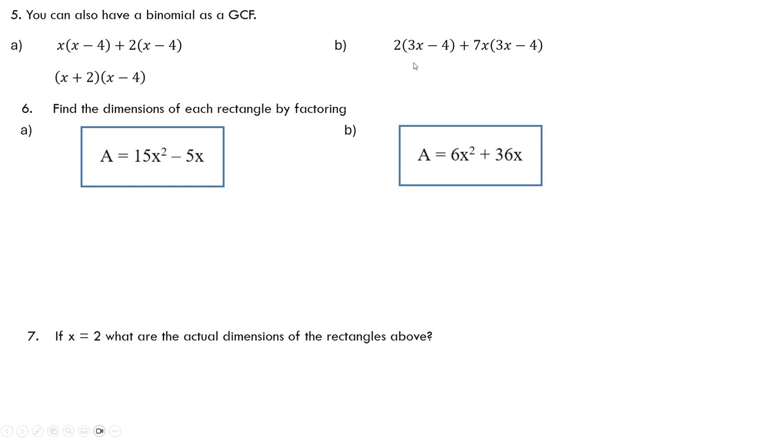Here, our common factor is 3x minus 4. 3x minus 4 gets written here, and we simply add our 2 plus 7 as our other factor. Once again, this is just a pattern that we need to get used to.